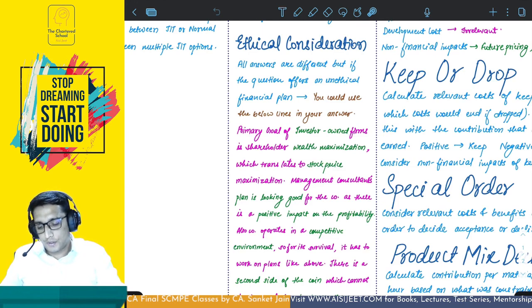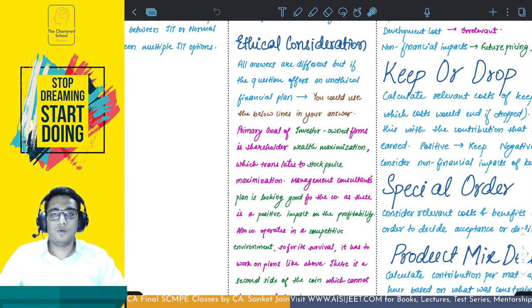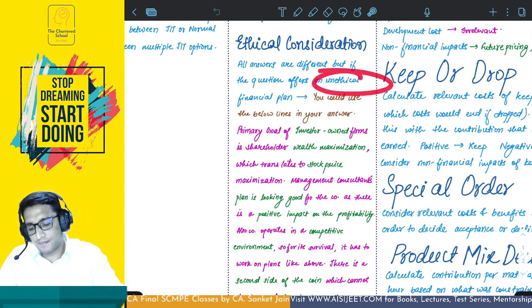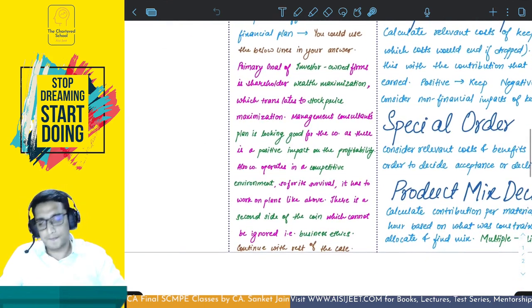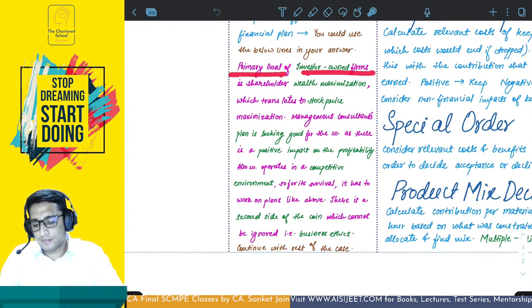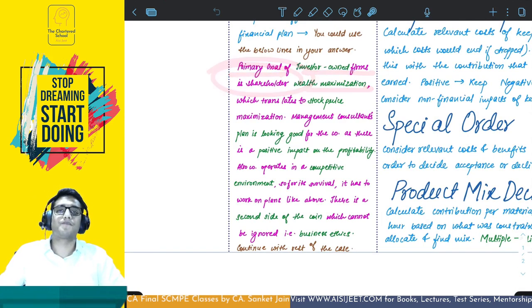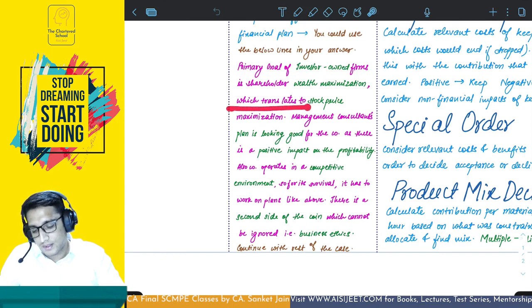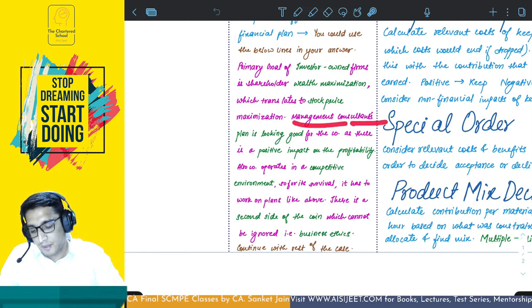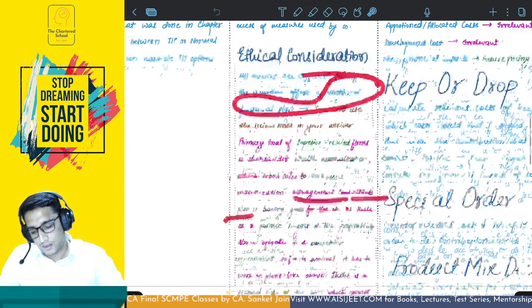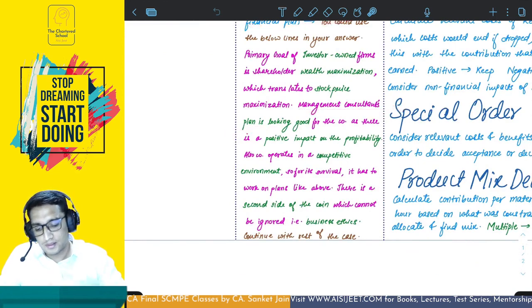Let me tell you first, all the answers are different. Ethical consideration, no answer is the same. But there is one part which is the same and that you could take advantage of. So, if there is an unethical financial plan, you could use the below lines in your answer. First, the primary goal of investor owned firms is shareholder wealth maximization, right? Which translates to stock price maximization, correct? Management consultants' plan, which is the unethical financial plan, is looking good for the company.